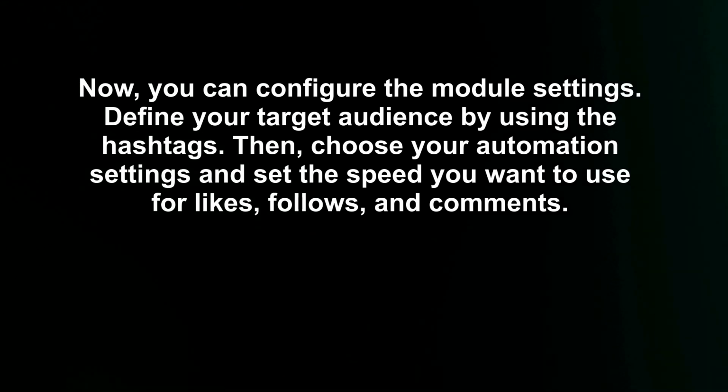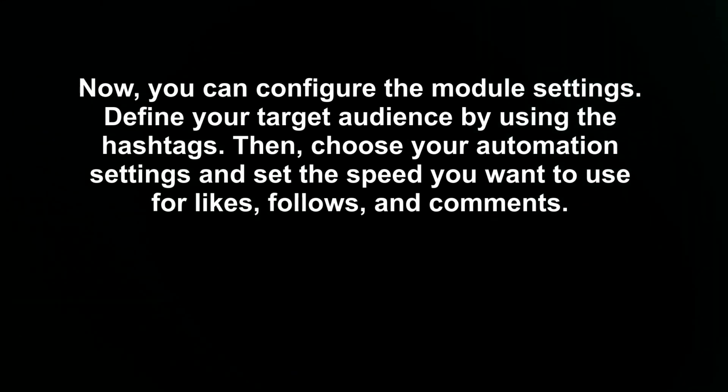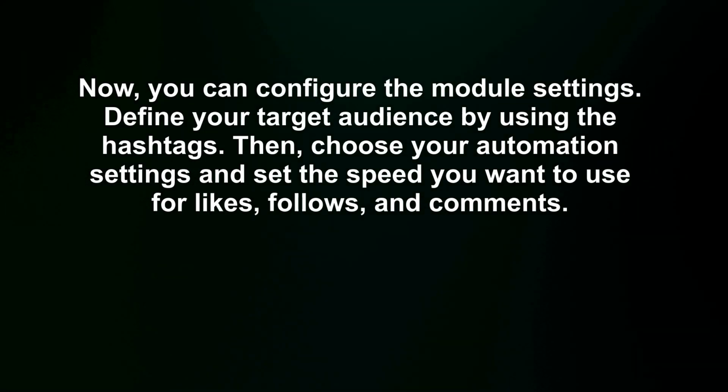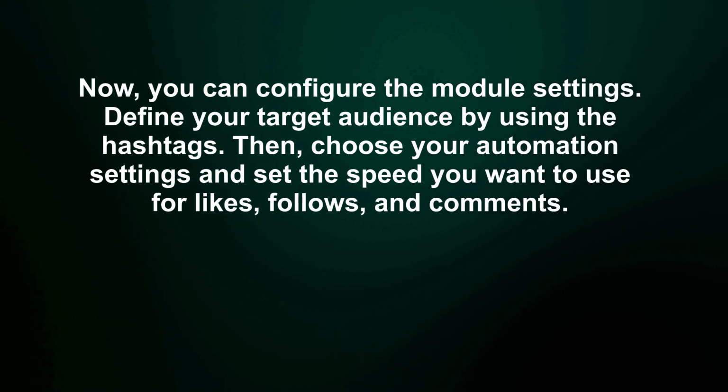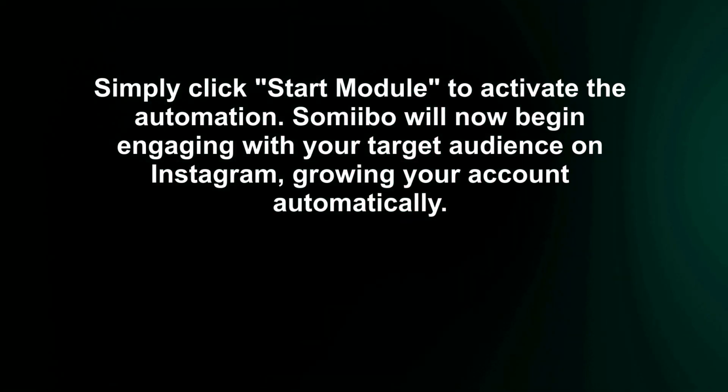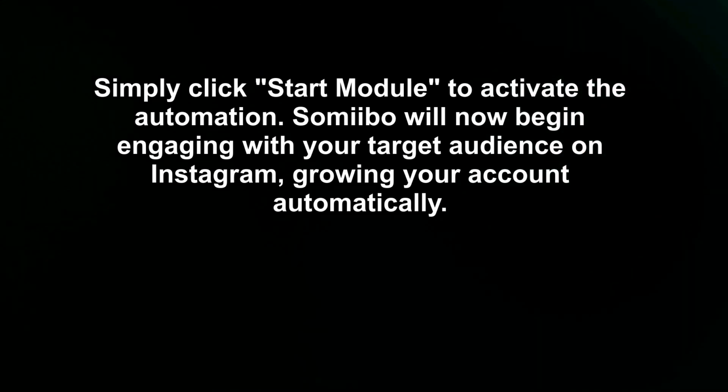Now, you can configure the module settings. Define your target audience by using the hashtags. Then, choose your automation settings and set the speed you want to use for likes, follows, and comments. Simply click Start Module to activate the automation.